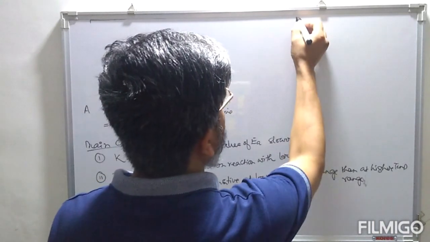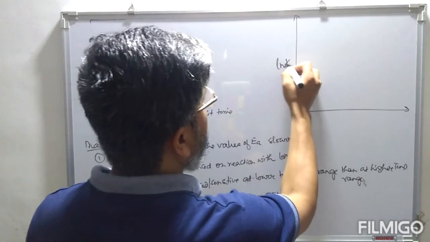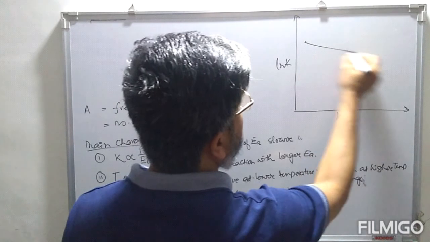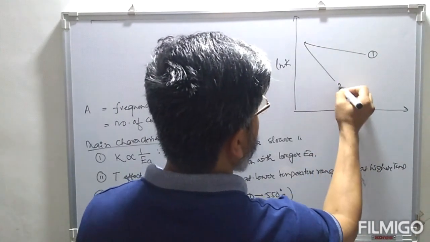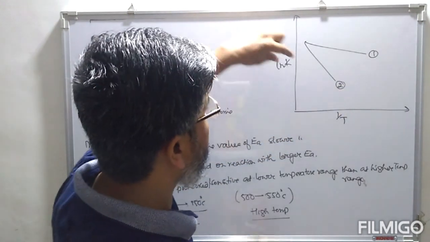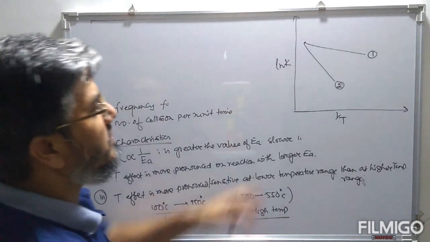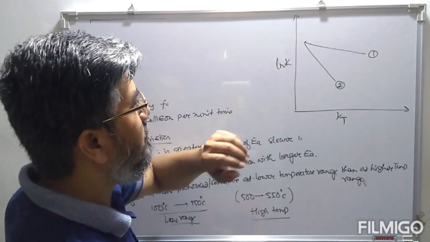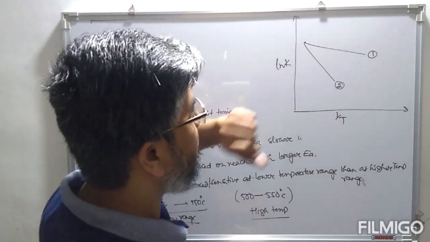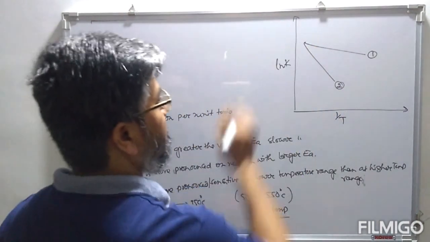Look at this. We have this graph: ln k versus 1/T. We have two reactions. This is reaction 1. This is reaction 2. For these two reactions, the ln k versus 1/T graph is given. Now the question is, out of these two reactions 1 and 2, which one will have the larger value of activation energy, which reaction will be faster and which reaction will be slower.